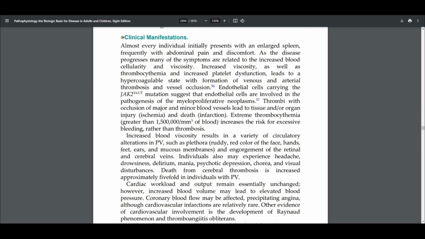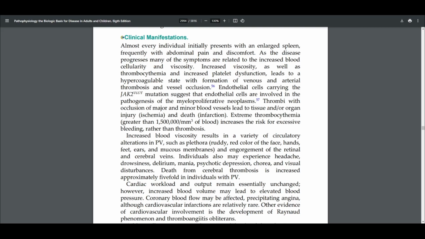So, what kind of clinical manifestations do we see? Almost every individual initially presents with an enlarged spleen, frequently with abdominal pain and discomfort. As the disease progresses, many of the symptoms are related to the increased blood cellularity and its viscosity.